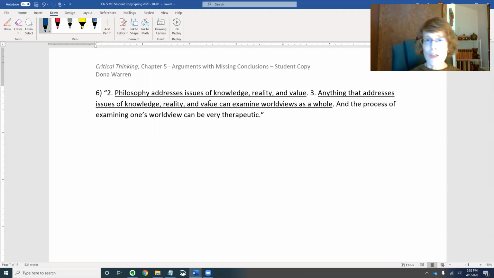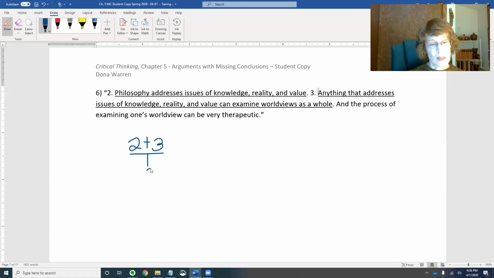Okay. I don't think that 2 is being given as a reason to believe 3, and I don't think that 3 is being given as a reason to believe 2, but I do think that they have a lot in common, and I think that they are probably dependent reasons. Philosophy addresses epistemology, metaphysics, value theory. Anything that addresses those 3 things can examine worldviews as a whole.